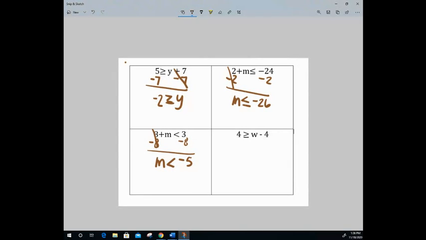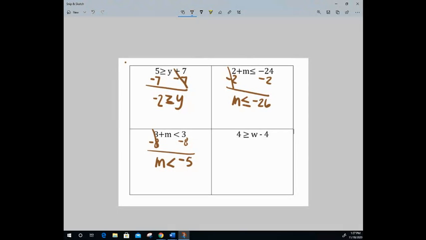Please, please, please be careful. If this was a multiple choice question and it said what value could be represented for m, and they had negative 5 up there, that answer would be wrong, because m can't be negative 5 in this case. It can only be numbers that are less than negative 5.